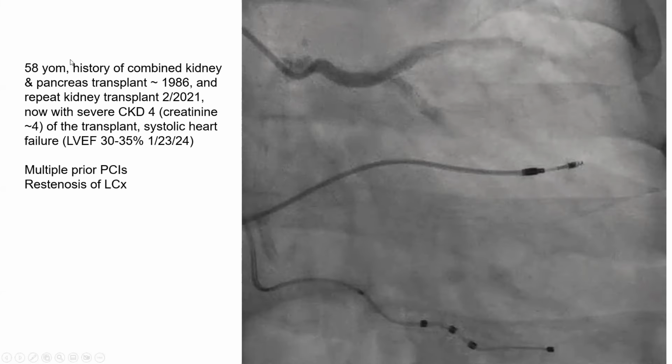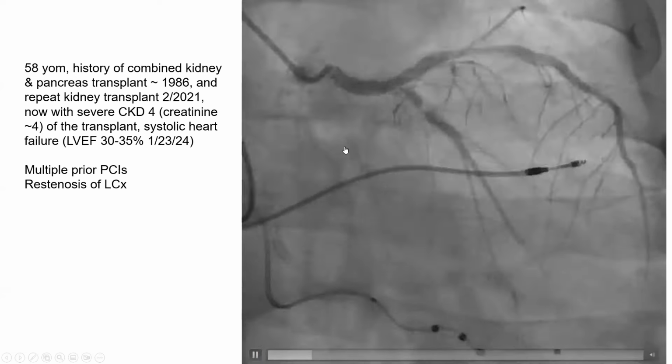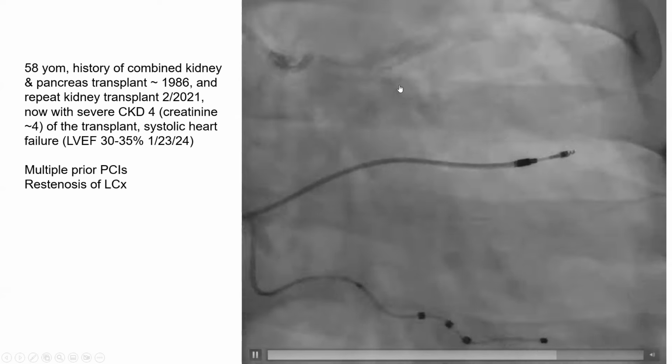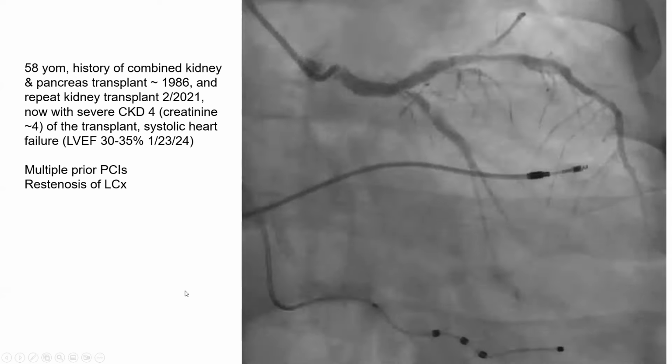This is another case. This is a 58-year-old man with extensive renal history prior to renal transplant. Currently has CKD stage 4 of his kidney transplant. He also has systolic heart failure with an EF of 30 to 35%. He has multiple prior stenting, and he's coming with restenosis of the left circumflex and severe angina. And this is his angiogram. You can see the severe disease in that circumflex and patent stents from the left main into the proximal LAD.